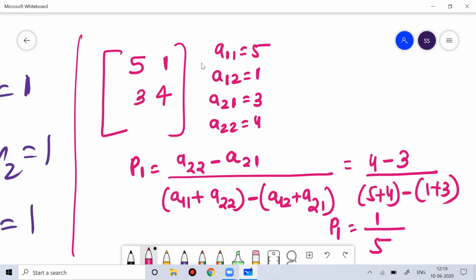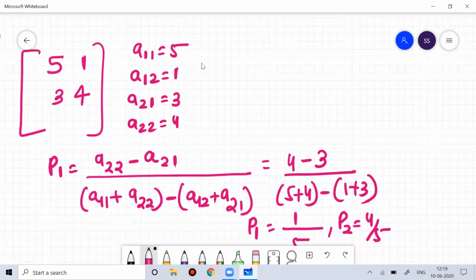Once you get the value of P1 as 1 by 5, I hope everyone can determine the value of P2. P2 would be 1 minus 1 by 5. P2 would be nothing but 1 minus P1. You know that the sum of probability is always equal to 1. So if P1 is equal to 1 by 5, then P2 would be equal to 4 by 5. Clear, everyone?